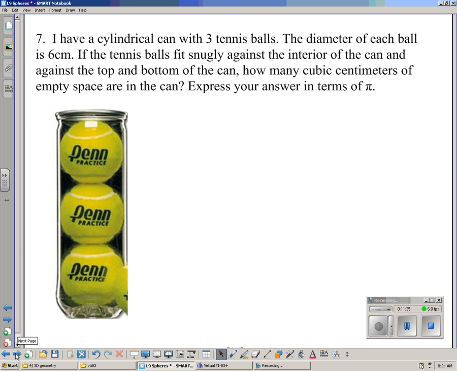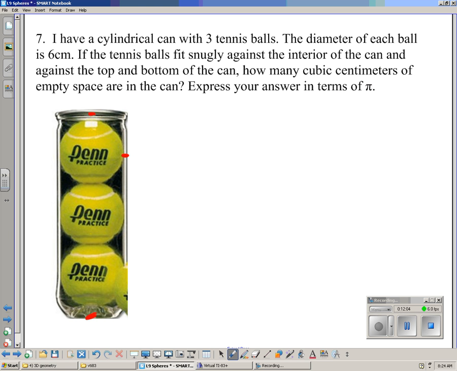All right, number 7. We have a cylindrical can with 3 tennis balls. We've all seen this probably. The diameter of each ball is 6 centimeters. The tennis balls fit snugly against the interior of the can. That means that these tennis balls are touching the interior of the can and against the top and the bottom, so they fit perfectly in the can. Okay. It says, how many cubic centimeters of empty space are there in the can? Express your answer in terms of pi.